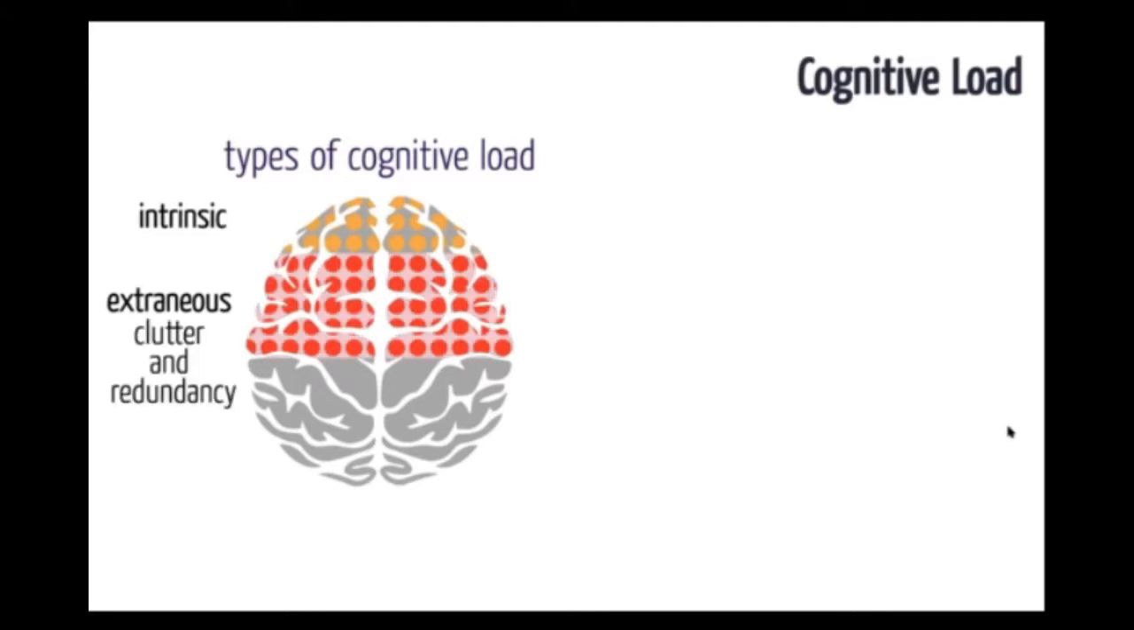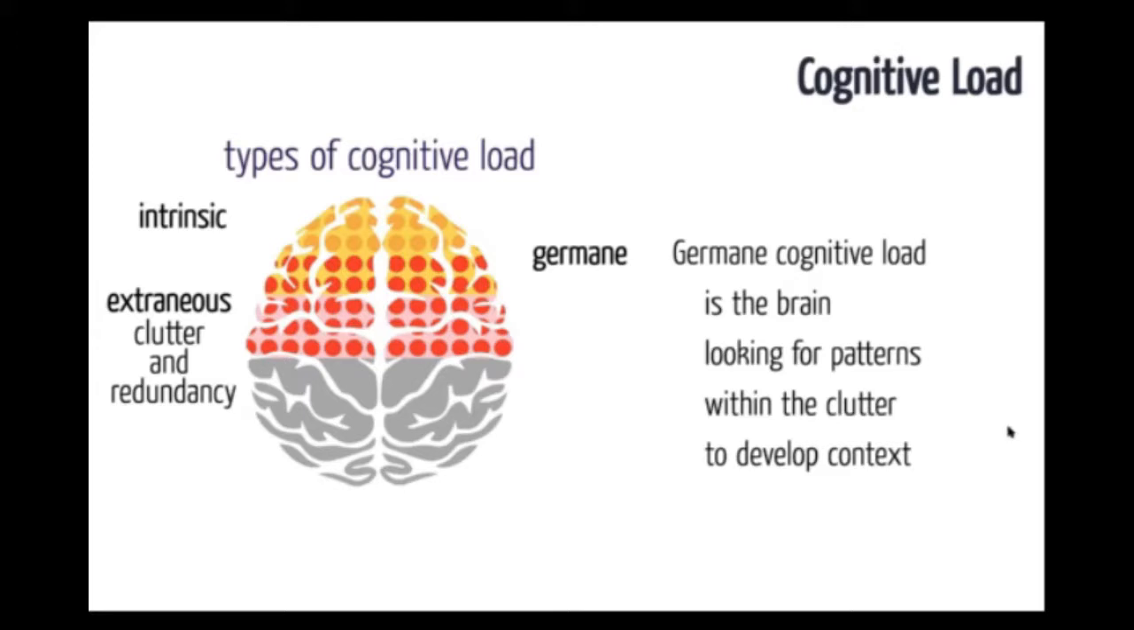This extraneous cognitive load is basically clutter, and there is some redundancy though. Redundancy actually is helpful. Saying things twice in different ways, or multiple times in different ways, can actually reinforce the main point. So redundancy actually has a function. When you combine the intrinsic and the necessary parts of the extraneous clutter, we get what's called germane cognitive load. This is stuff that people feel is relevant. It sets context. It helps people establish what they're trying to understand. Germane cognitive load is the brain looking for patterns within the clutter to develop context.